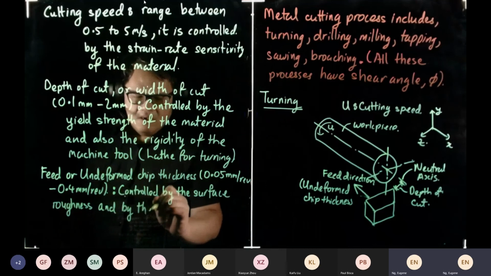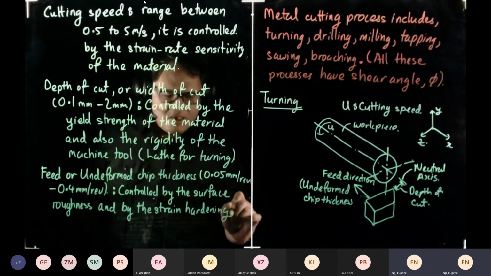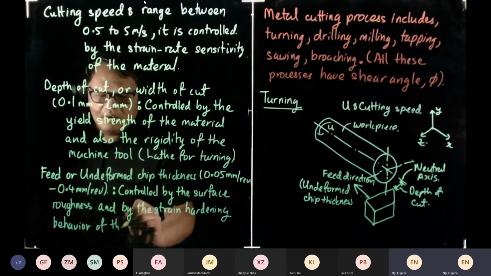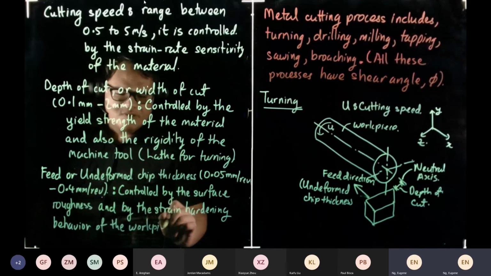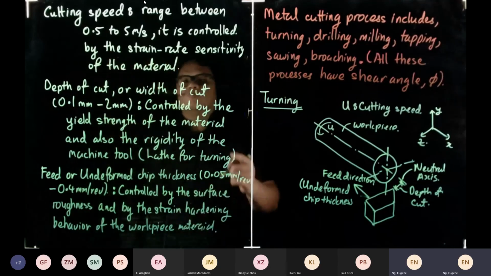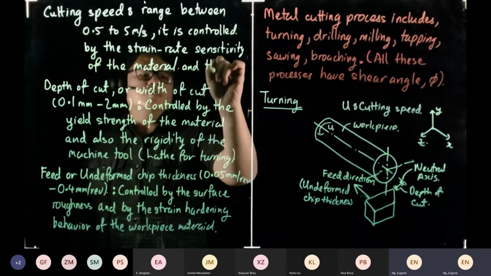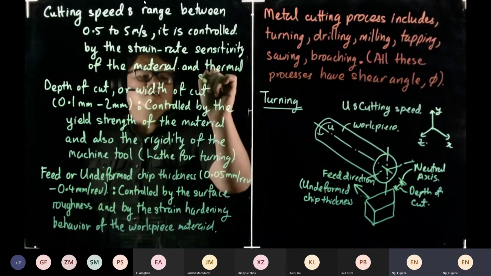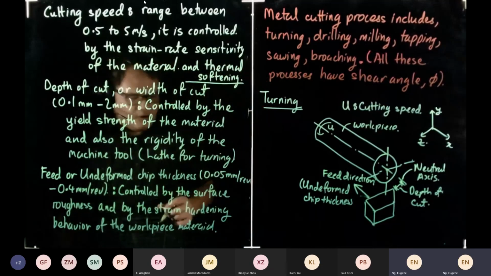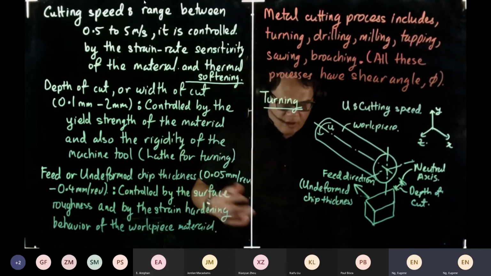That's also affected by the strain hardening behavior of the workpiece material. So you realize another term again, right? Strain hardening. Now, if we were to go back to strain rate of the material, I would also like to add thermal softening. The thermal softening also plays a part in your cutting speed.